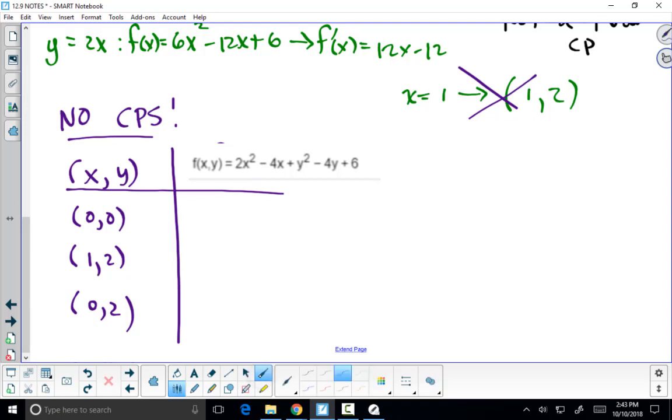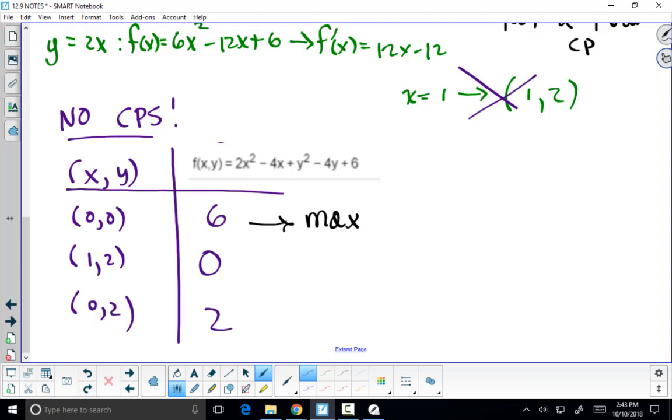We're good. So plugging in 0, 0 gives us 6. Plugging in 1, 2, plugging in 1 for x gives us 2 minus 4, which is negative 2, plus 6 is 4. 4 plus 4 is 8. 8 minus 8 is 0. I believe we get a 0. Plugging in 0, 2, 4, 10 minus 2. So this tells us that our max value is 6, and it occurs at 0, 0.